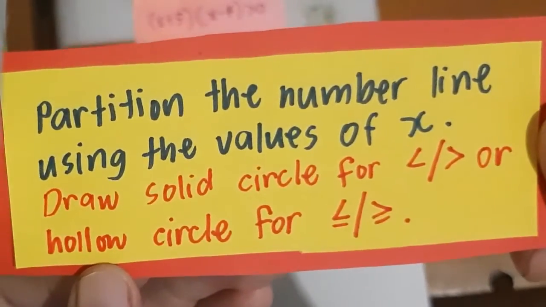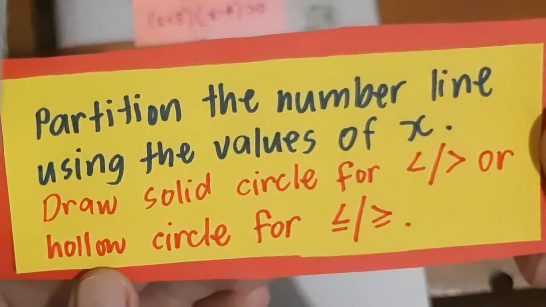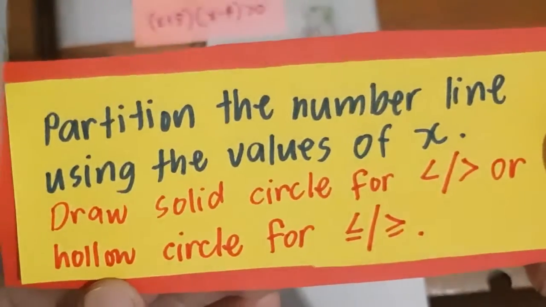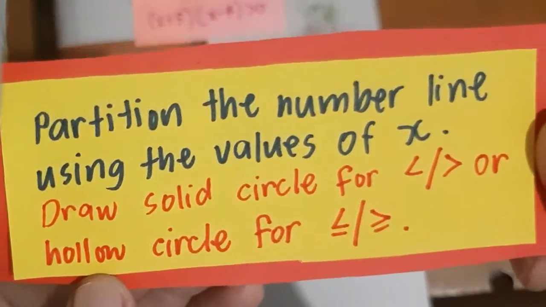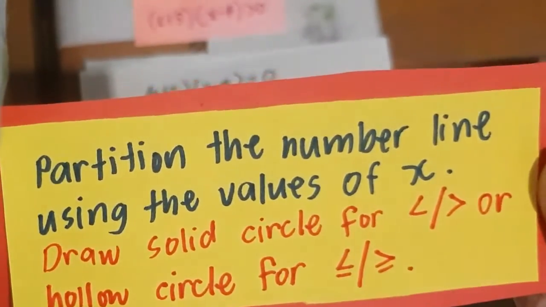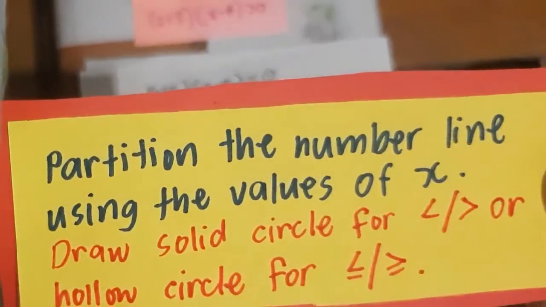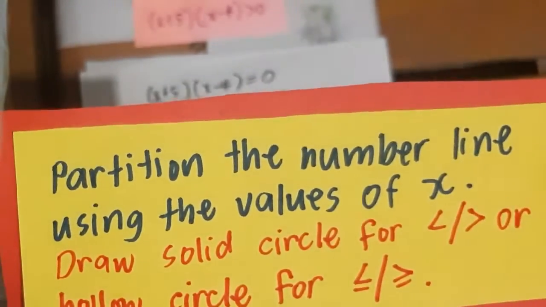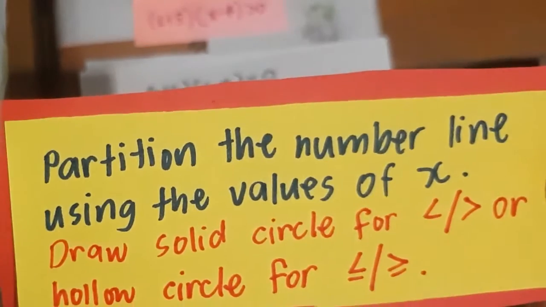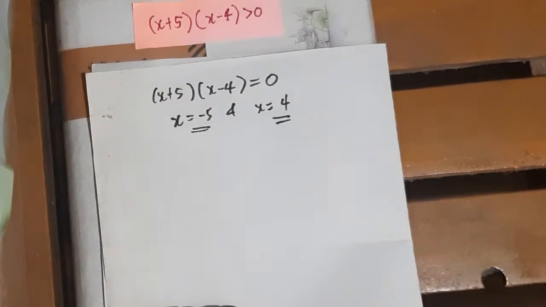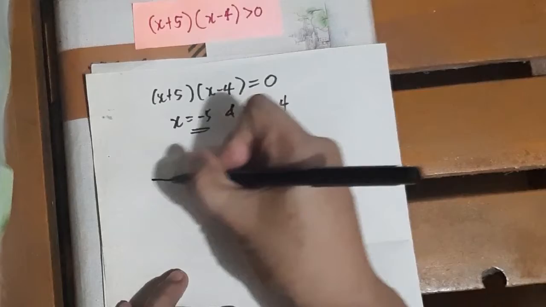You need to partition the number line using the values of x. Meaning to say, you're going to divide the number line using the values of x. And then right after that, for strict inequality such as greater than or less than, you will be drawing a hollow circle on the boundary, or a solid circle for non-strict inequality such as greater than or equal to or less than or equal to. So let's proceed. Assuming that you already know from grade 9 how to draw a number line, let me show it here.